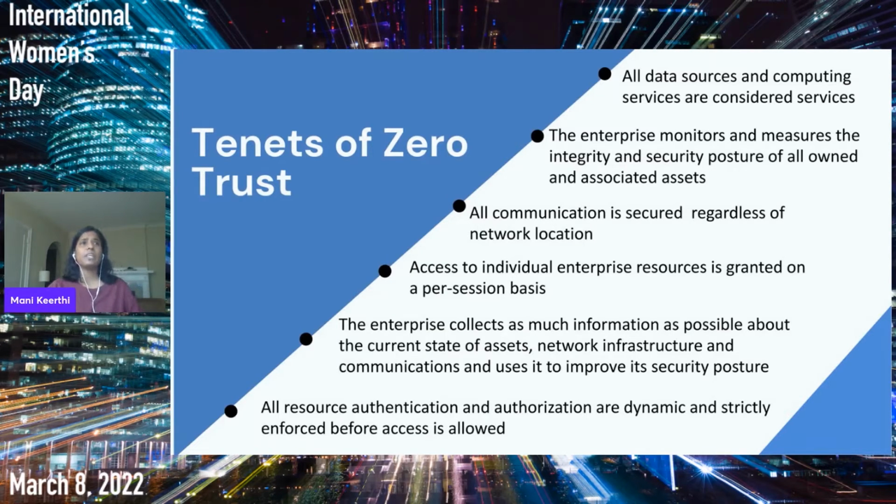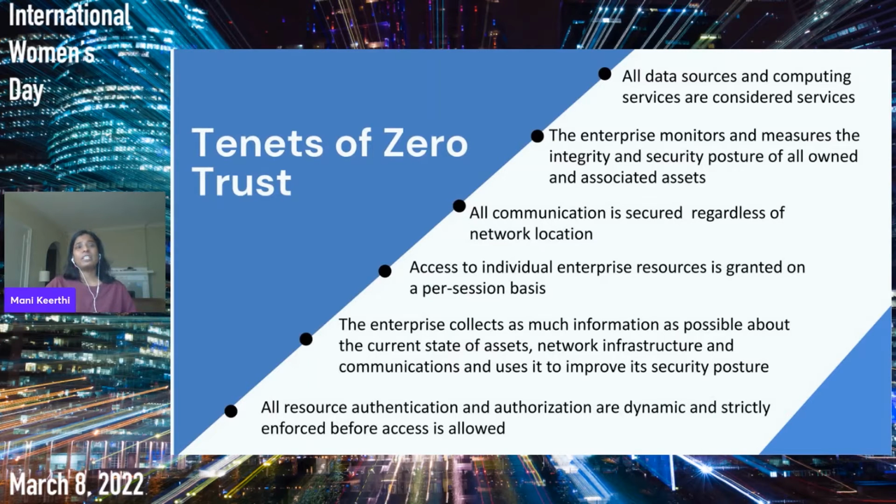Now the principle dealing with network identity governance. All resource authentication and authorization are dynamic and strictly enforced before access is allowed. This includes the use of multi-factor authentication for access to some or all enterprise resources and continuous monitoring with possible re-authentication and reauthorization. The next one: the enterprise collects as much information as possible about the current state of assets, network infrastructure, and communications. An enterprise should collect data about asset security posture, network traffic, and access requests.